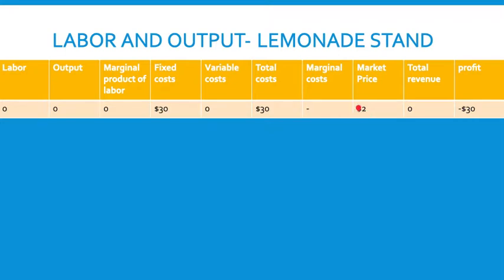Our market price, this is what we're going to sell lemonade for, $2 per cup. It's going to be our market price. But we don't have any revenue because we didn't open, so it doesn't matter. There's a zero, so we're minus $30 if we have nobody working. We're going to lose $30.